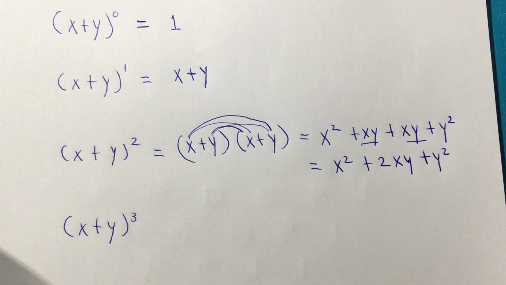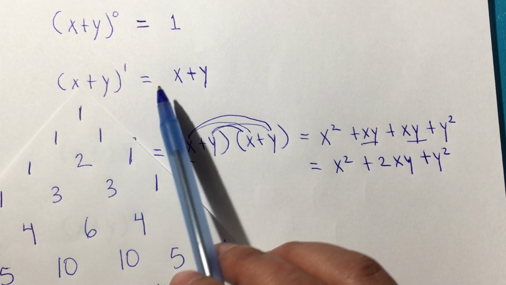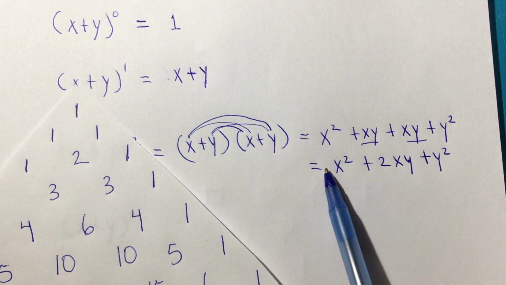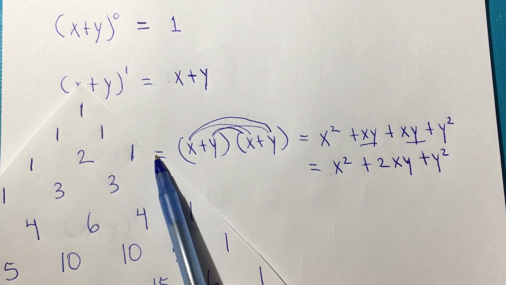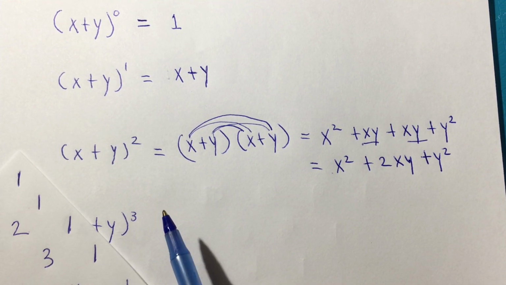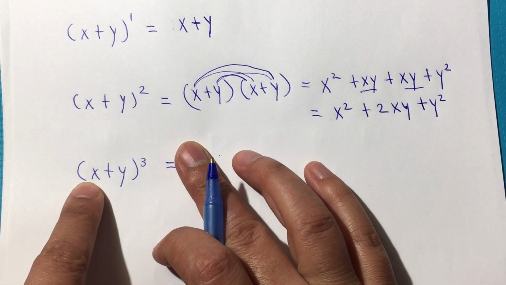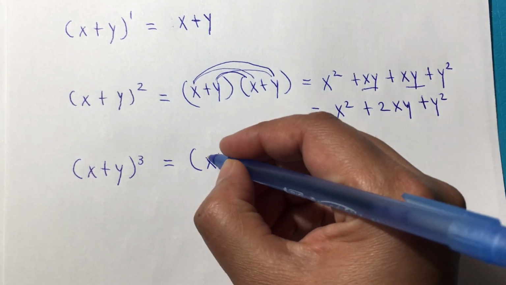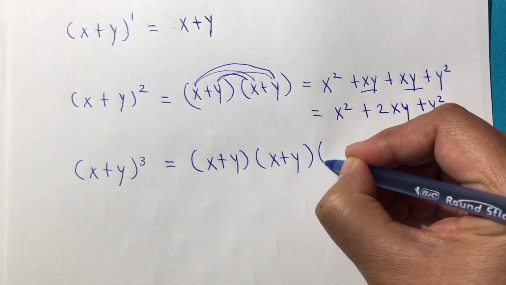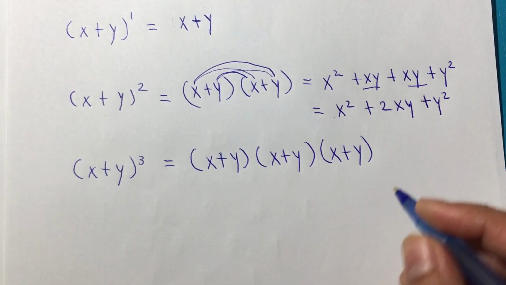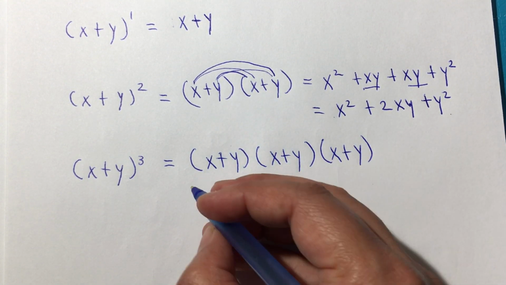And let's start looking here. If you notice, in here we have the 1 and the coefficients are 1 and 1. And then for this one it is a 1, a 2, and a 1. 1, 2, 1. What do you think you're going to get for the next one? For the last one we have x plus y cubed. So x plus y times x plus y times x plus y. And we already multiplied two of them right here, so we can bring down that answer.